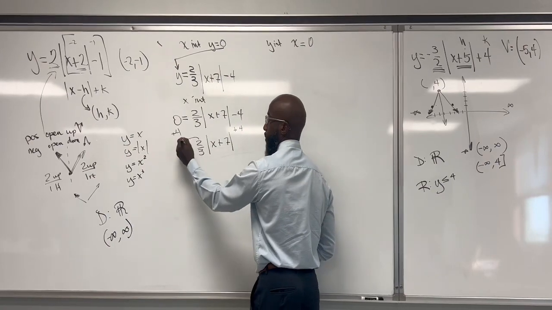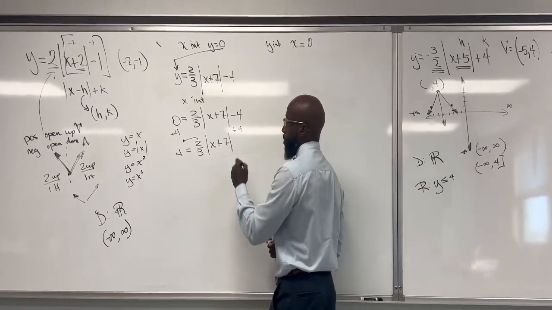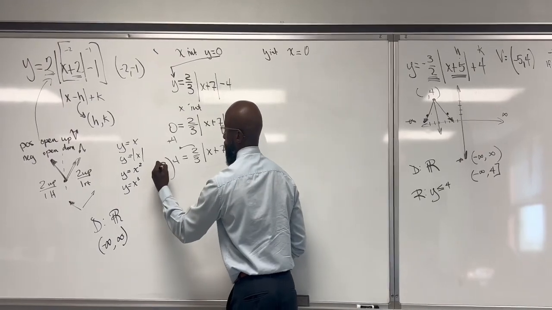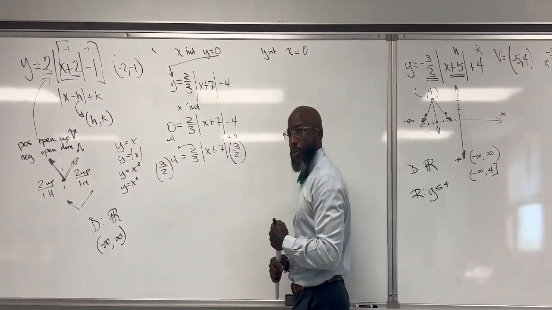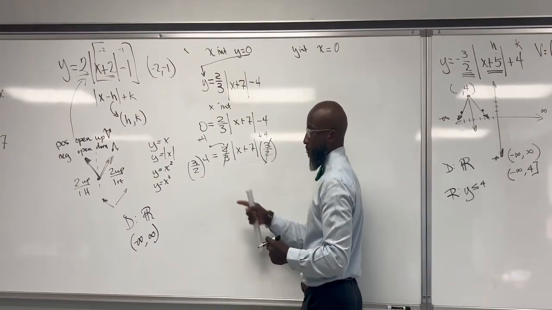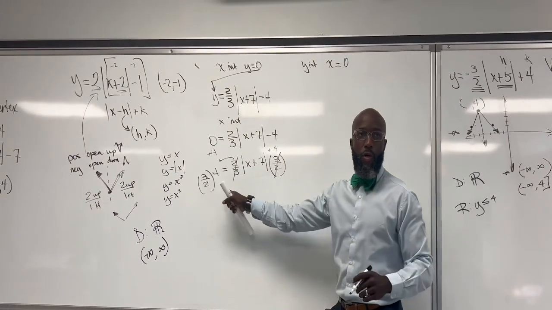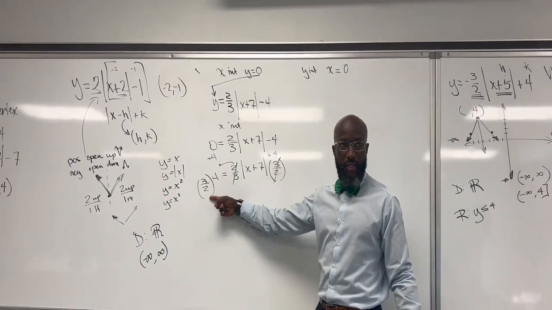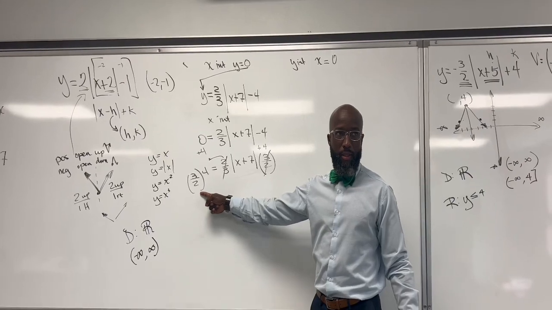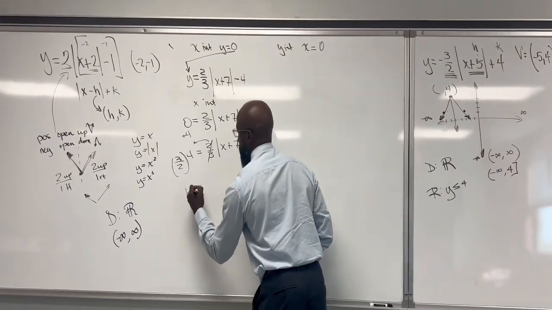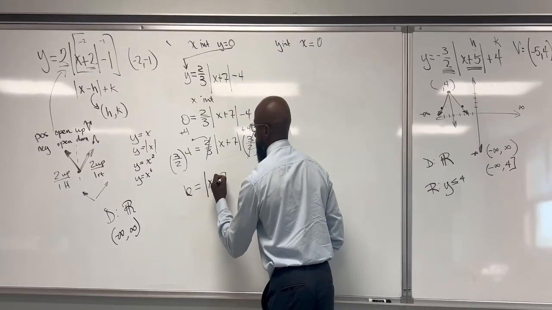And then we got to move him over, right? So we got to multiply both sides by 3 over 2, right? Multiply by the reciprocal, right? So now we don't have this anymore. All right, 3 over 2 times 4 is going to be 12 over 2, which simplifies to be what? 6. So we got 6 equals the absolute value of x plus 7.